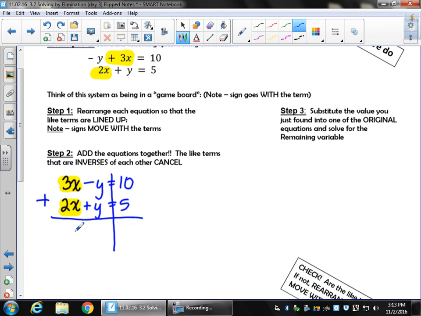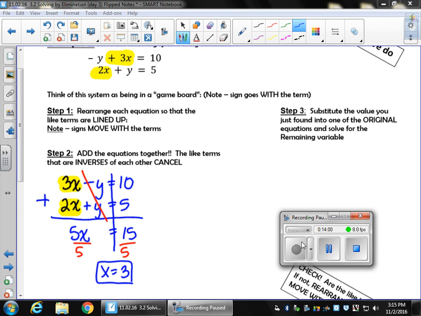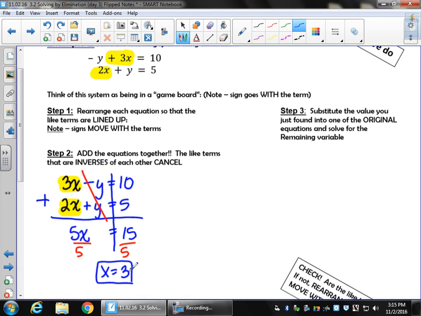3x plus 2x is 5x. And check this out. We have inverses again. A negative y plus y is 0. These cancel out. 5x equals 15. I can now solve for x in just one more step. Divide both sides by 5. X equals 3. We have x, we're halfway there, we need to find y.